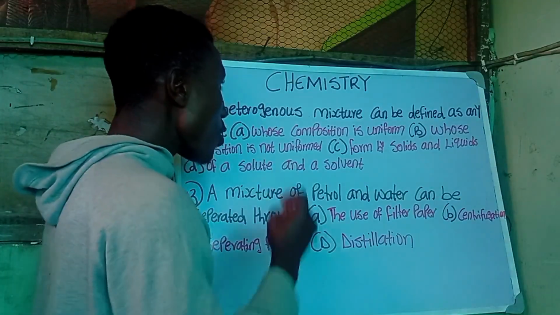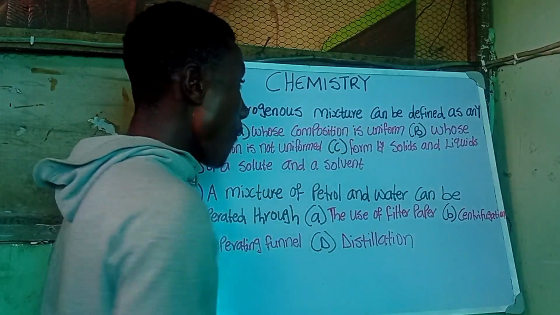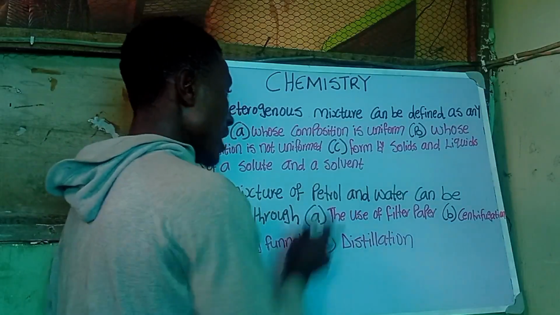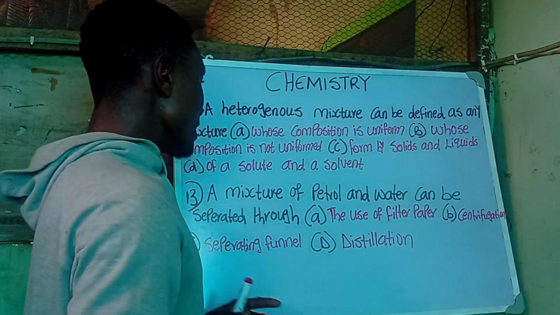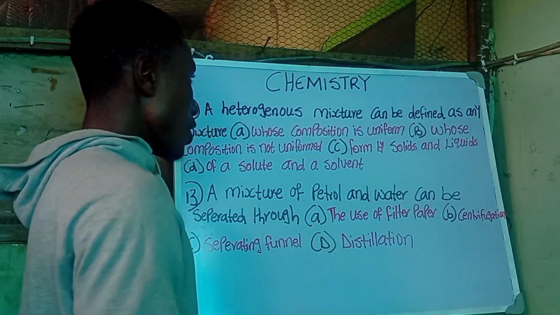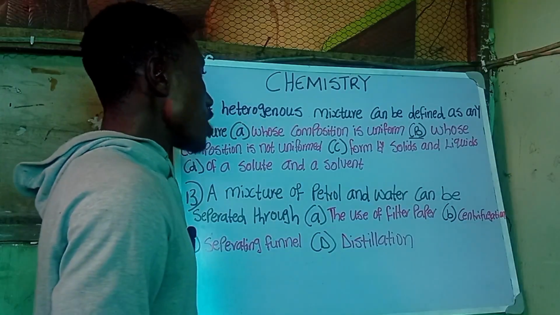Question number 12, it says a heterogeneous mixture can be defined as any mixture A, whose composition is uniform, B, whose composition is not uniform, C, formed by solid and liquid, and D, of a solute and a solvent. The correct answer there is B, whose composition is not uniform.